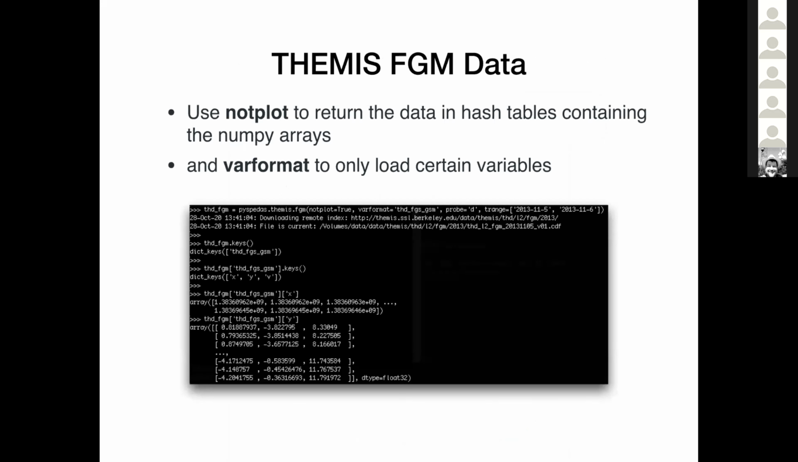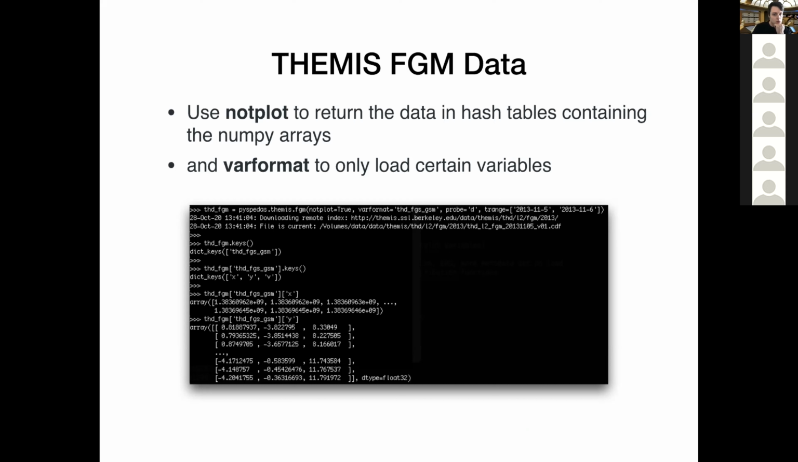So here's an example of loading THEMIS FGM data. In this example, we're not going to load it into pytplot variables. We're going to use the notplot keyword to return the data in hash tables containing the numpy arrays. And we're going to use varformat to only load a certain variable. So in this example, we say themis_d_fgm is equal to pyspedas.themis.fgm, and then we set the notplot keyword and the varformat keyword, and we're loading probe D, and the day is November 5th, 2013.